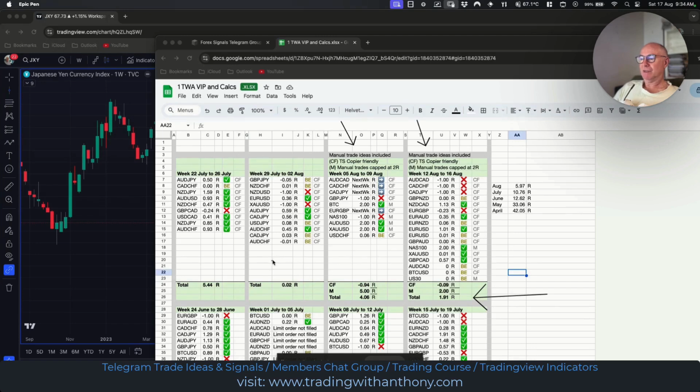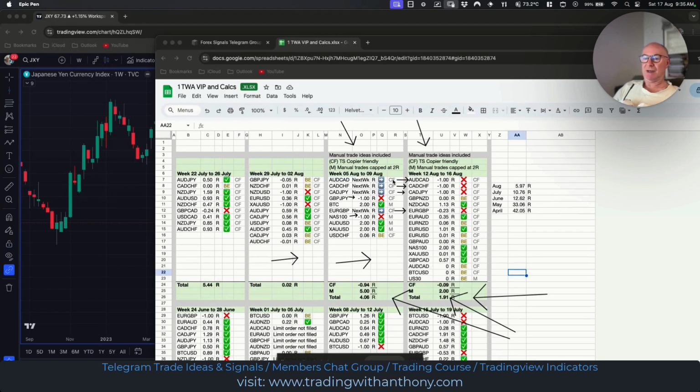This one was heading into it. This is where we got hit with the carry trade incident. These trades here carried over into the current week. A couple got taken out, and we're in recovery mode. But we've done pretty well. There's a mix of trades here.